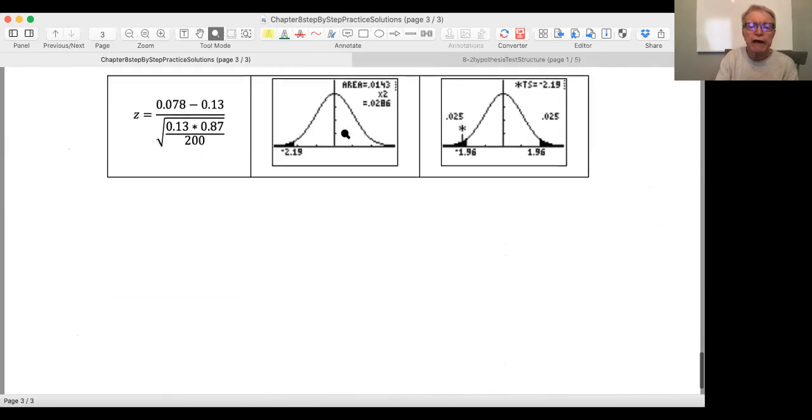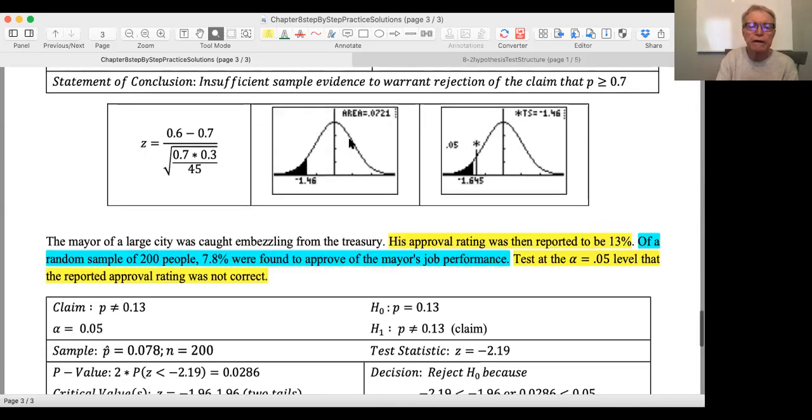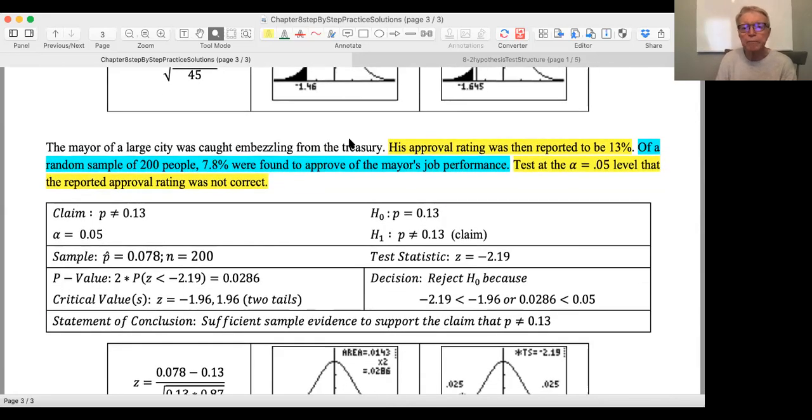So we're going to look now at the last problem, I think, and that is this one right here. A mayor of a large city was caught embezzling from a treasury. His approval rating was then reported to be 13%. Of a random sample of 200 people, 7.8% were found to approve of the mayor's job performance. That sounds like sample calculations, sample data. All right, let's look at the last sentence. Test at the 0.05 level, alpha equals 0.05. We got our alpha, so we might as well go ahead and put that over here. Test at the 0.05 level that the reported approval rating was not correct.